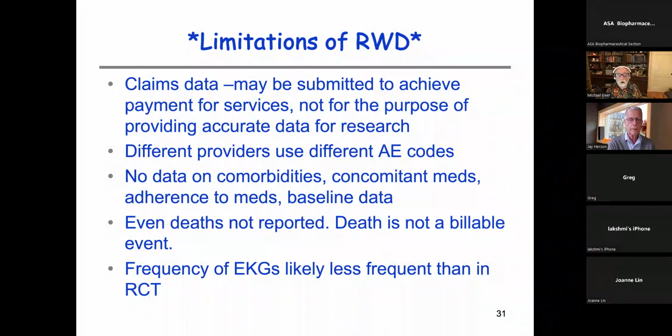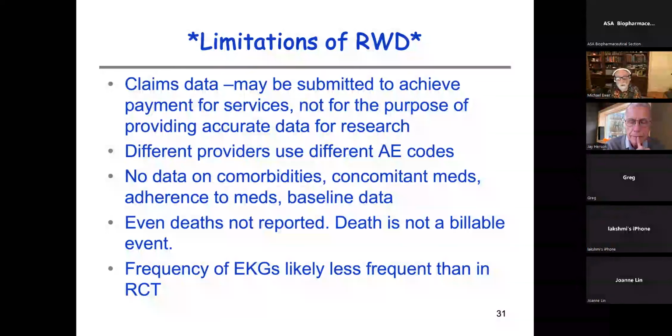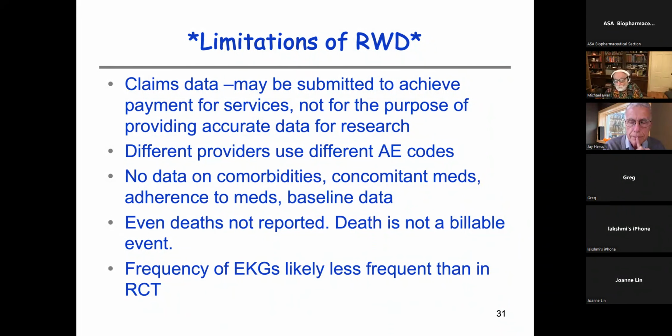No data on comorbidities or concomitant medications is a concern. And that can also play a role, because if somebody develops a problem that could be related to drug A, or could be related to drug B, or could be in some way related to both, it may not be possible to separate those comorbidities. And even deaths may be a problem there, because they may not be reported because you can't bill for something that you've done on somebody who is deceased.